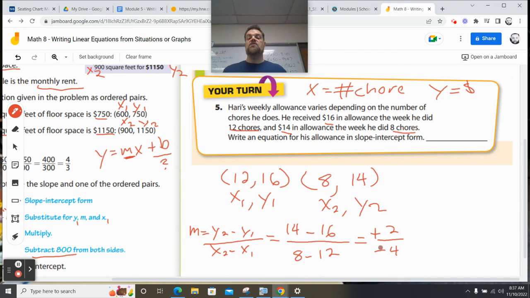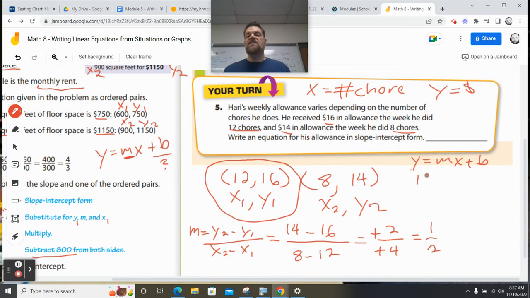Now, the negatives cancel, right? Because when you take a negative and divide it by a negative, it becomes positive. What does 2 over 4 reduce to? 1/2. Now, the only other part is I got to solve for B. So that's the slope. But to solve for B, I'm going to start with Y equals mx plus B. And then I'm going to plug in a Y value. So I'm going to choose this stuff here.